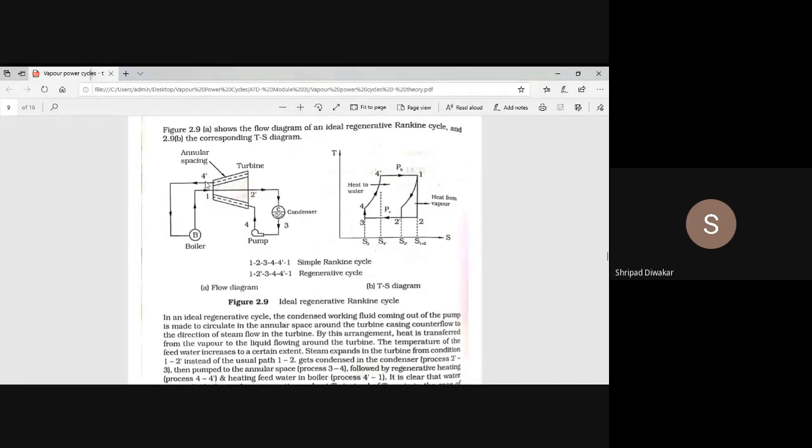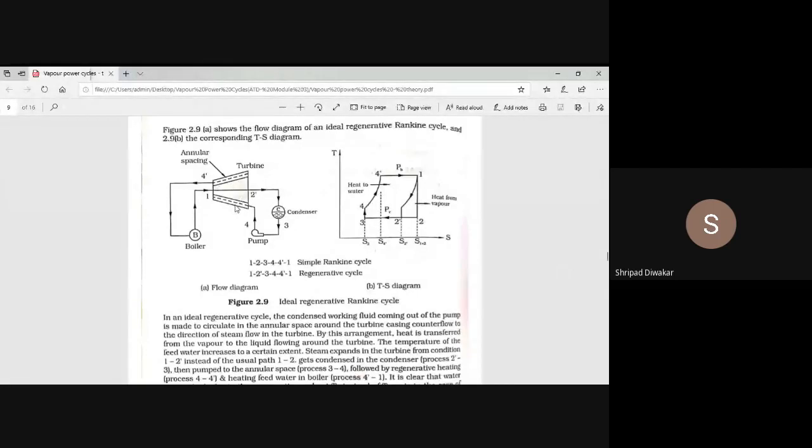4 to 4 dash is called the regeneration work. Then 4 dash to 1. This is the cycle you have to represent. And here 1, 2, 3, 4, 4 dash 1 is the simple Rankine cycle. When you introduce the turbine casing or turbine cover, a certain amount of heat transfer takes place.